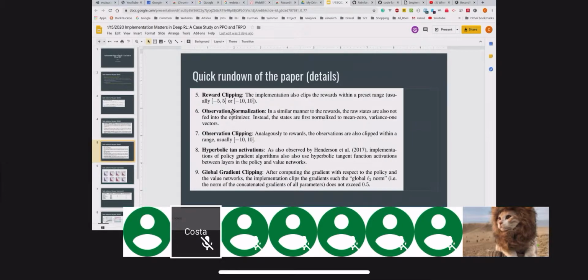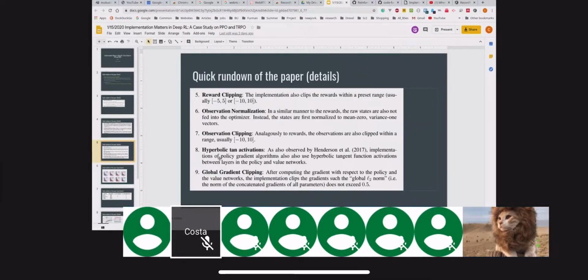And the sixth technique is observation normalization. Like what is being said here, in a similar manner to the rewards, the raw states are normalized by using the standard deviation of rolling statistics of all of the states. And analogously, they also have observation clipping.